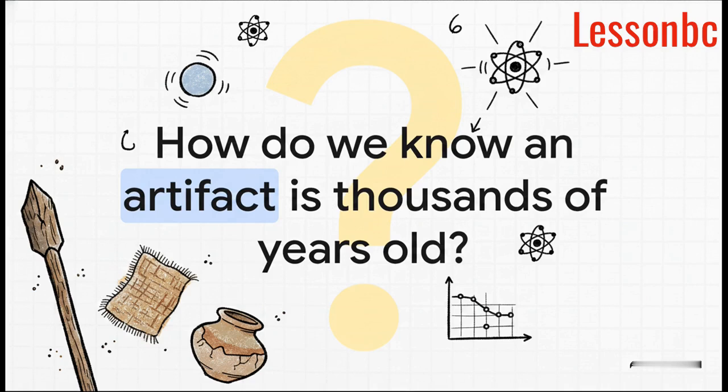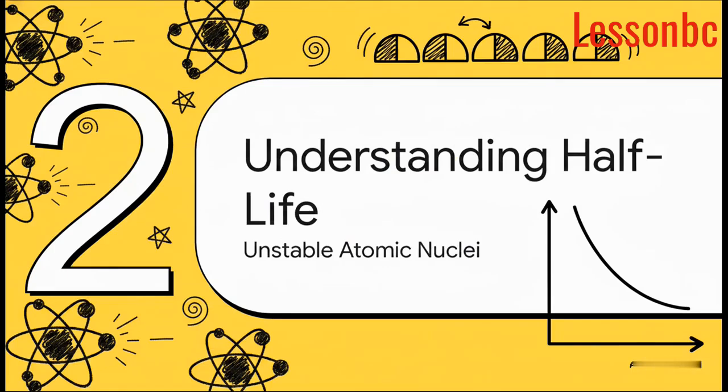Which brings us to our big hook question for today. How do scientists actually know if an artifact is thousands of years old? Think about it for a second. When archaeologists dig up a piece of ancient fabric, it doesn't exactly have an expiration date stamped on the back. Moving from this historical mystery to mathematical mastery means we have to look at the behavior of the atoms hidden inside the object itself. Section 2. Understanding half-life and unstable atomic nuclei.